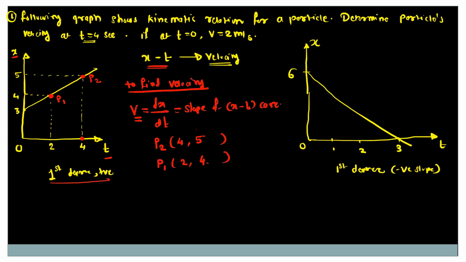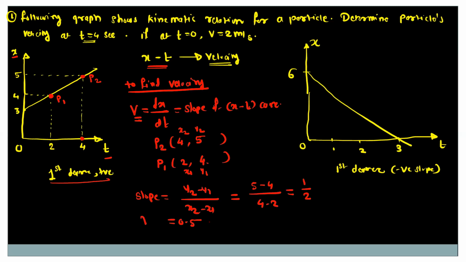So this will become x2, y2, and this is x1, y1. You can use the formula slope is equal to, that is the slope of the straight line, y2 minus y1 upon x2 minus x1. So y2 minus y1 will be 5 minus 4, and x2 minus x1 is 4 minus 2. So you will get the value 1 by 2. So the slope is equal to 0.5. And what is basically slope? It is nothing but the velocity. So v is equal to 0.5 meter per second.